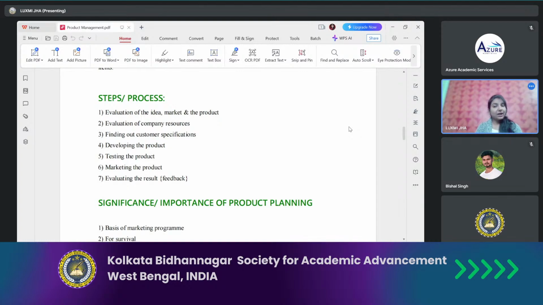Developing the product. Again, if the product already exists in the market, it has to be enhanced, it has to be modified, it has to be developed. So what are the developments required?